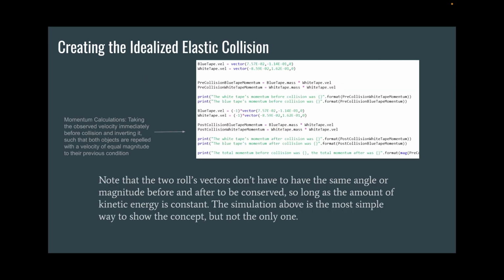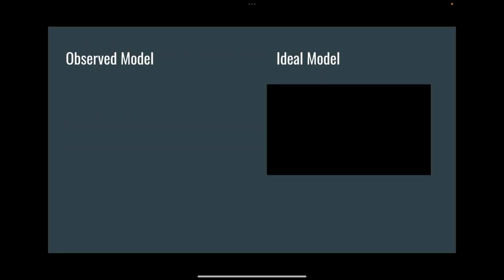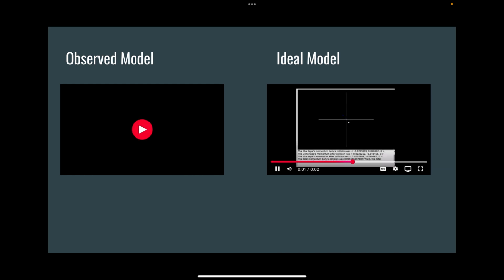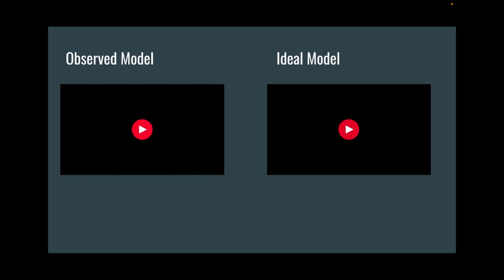For the second model, to create the idealized elastic collision, we simply took the observed velocity immediately before collision and multiplied it by -1 to invert it, such that both objects are repelled with a velocity of equal magnitude to the previous condition. Note the 2 rolls' vectors don't have to have the same angle or magnitude before and after to be conserved, so long as the amount of kinetic energy is constant. The simulation above is the most simple way to show the concept, but not the only one. You see here our observed model, which slows down dramatically afterwards, and the ideal elastic collision in which both objects bounce perfectly off one another.